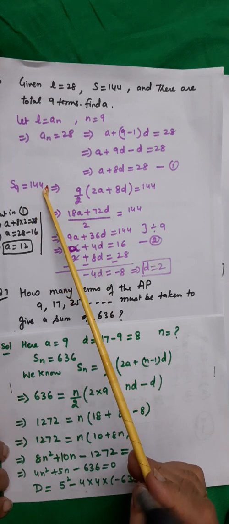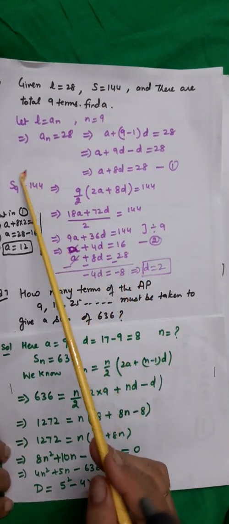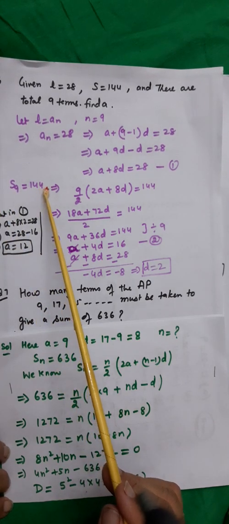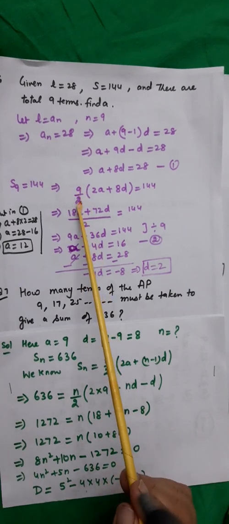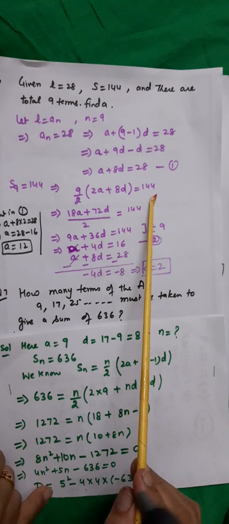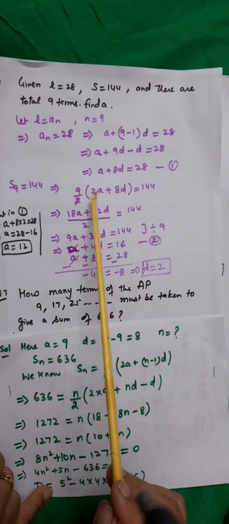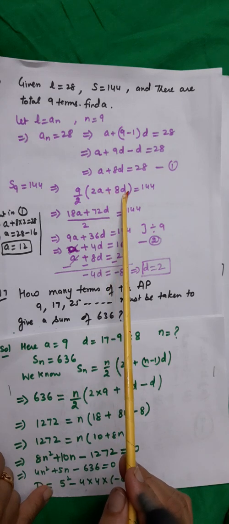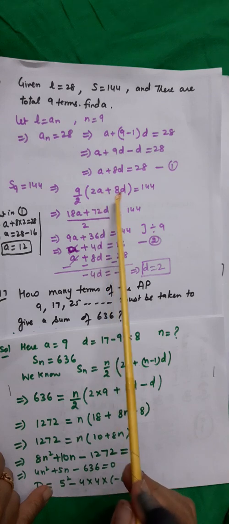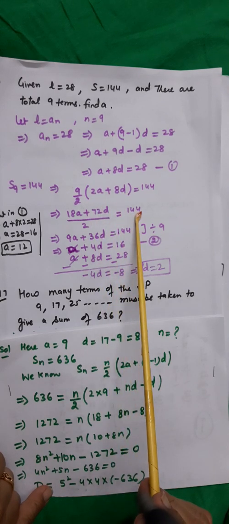Now S9 is equal to 144. It is given the sum is 144. How many terms are there? 9. So S9 is equal to 144. This implies 9 upon 2 into (2a plus 8d) is equal to 144, using the formula of Sn: n by 2 into (2a plus (n minus 1)d), right? So this will become (18a plus 72d) upon 2 is equal to 144.